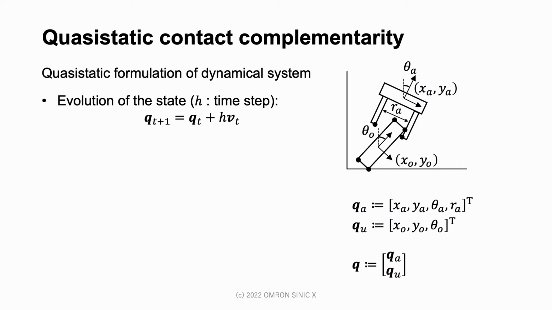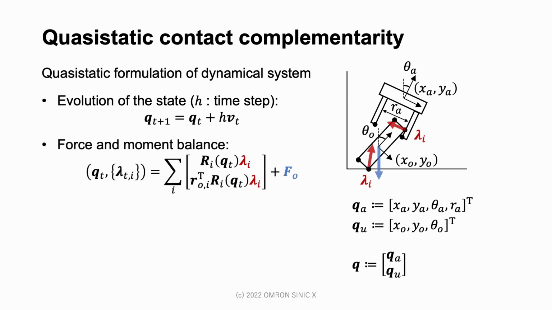Next, we introduce the quasi-static model of the manipulation planning. Let QA be the configuration of the actuated object, that is, the end effector of the manipulator, and QU be the configuration of the unactuated object, that is, the box. We then consider the quasi-static time evolution of the total configuration Q, composed of QA and QU, as a dynamical system of this manipulation problem. To take physical constraint into account, we consider force and moment balance around the unactuated object.